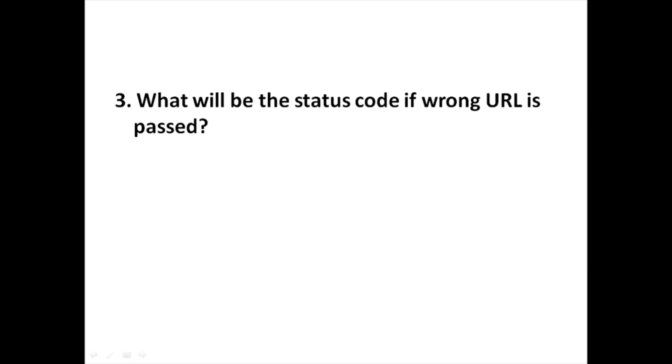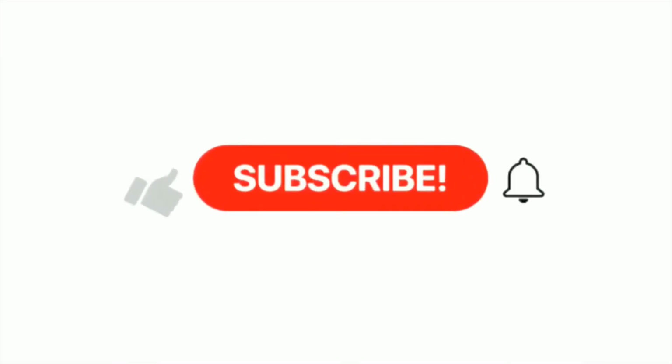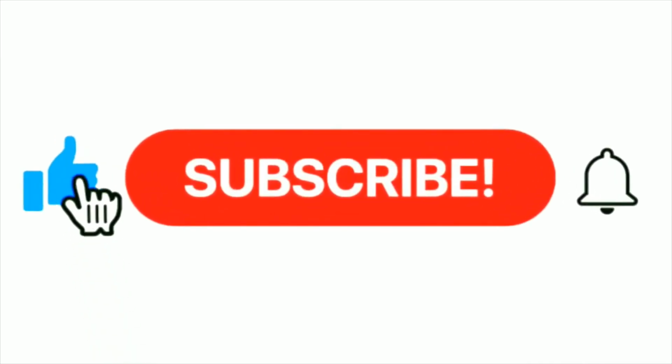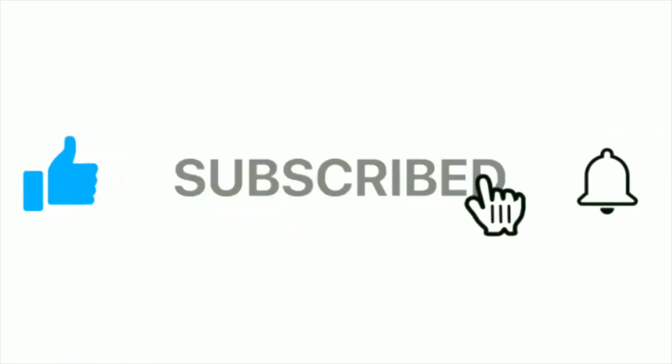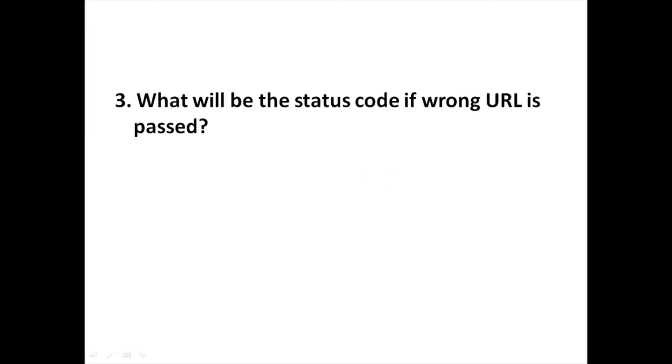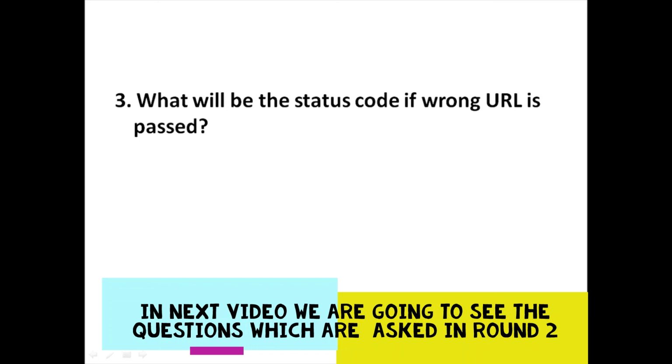The next question: what will be the status code if a wrong URL is passed? So here the answer is 400. 400 is a status code for bad request. Bad request means your URL is wrong or your URL is invalid. So you can tell like that. So this was the last question she asked me.